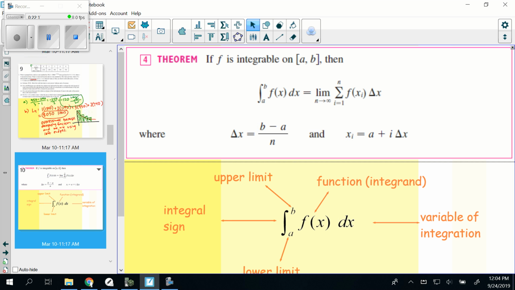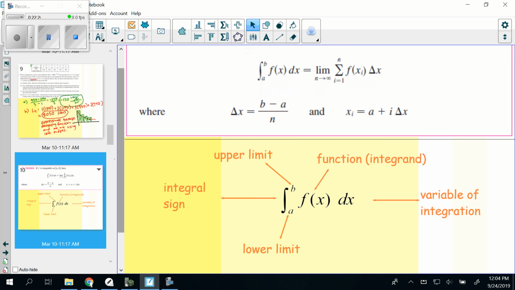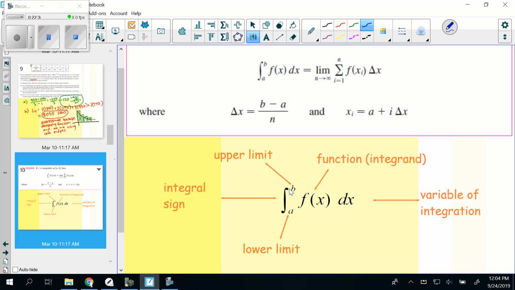On this next part, we start looking at the actual integral notation. So integral notation again, you've got the integral sign here. It kind of looks like an S because it stands for sum. That's why it looks like that. Here's your upper limit right here for B. That's where we're ending. Our lower limit's where we're starting. Our function that we're taking the area under goes here. And then dx represents our variable of integration.